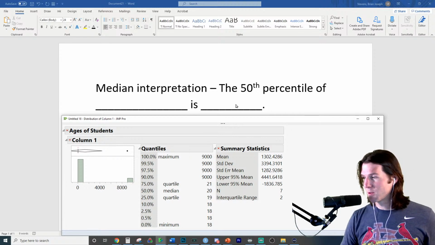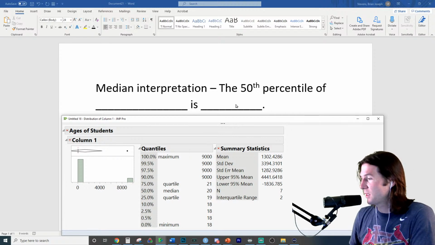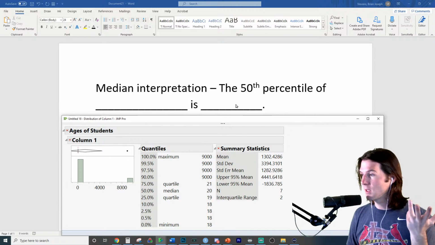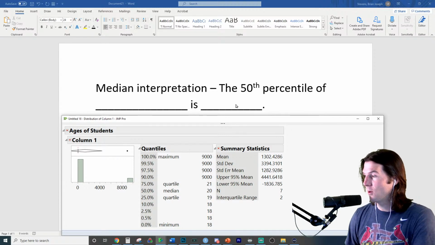We can probably still finish chapter 2. The 50th percentile of ages of students is 20. Boom. That's it. You just give the context for the data. All data needs context. So the 50, nice job right there, Lucy.